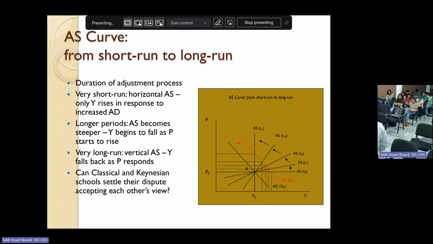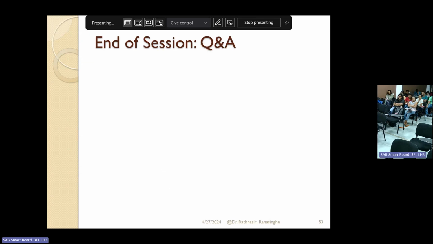So that is a kind of dispute between the classical and the Keynesian views, something we are going to reconcile, because we move from the short run to the long run. That is the end of our session.